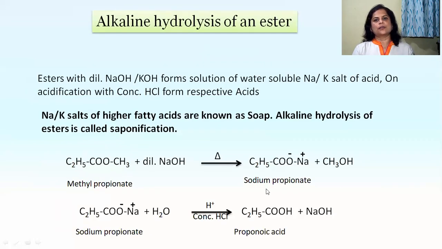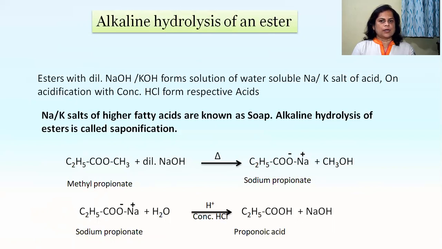So this is again for esters: alkaline hydrolysis of esters. In the last method we used acids, and here we are using alkaline hydrolysis, meaning NaOH. Esters with NaOH or KOH form a solution of the water soluble sodium or potassium salt of acids, which further undergo hydrolysis in the presence of concentrated HCl to form their respective acids.